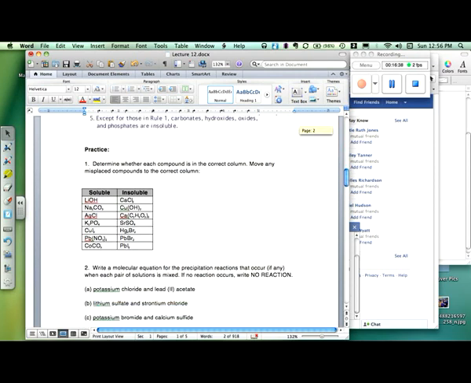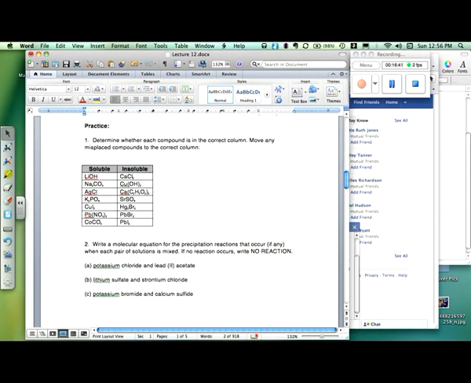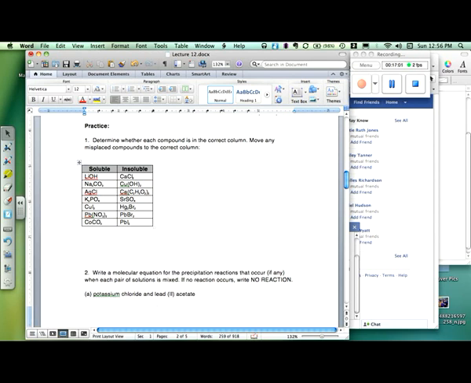All right, so let's apply our solubility rules with this first example. In fact, I think this is one of your recitation problems. Are these compounds in the correct column? Move any misplaced compounds to the correct column. So let's see. I think what I'm going to do is get some more room here. Okay. So we can add to the column if we need to.